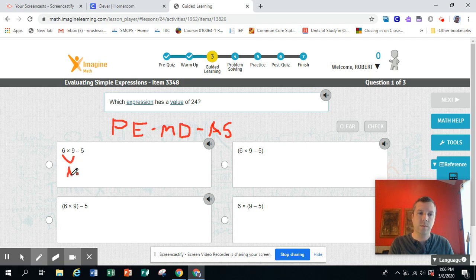Let's call it the answer. And then we would subtract 5 from that answer. And that would tell us, sorry, it's really hard to write with this thing. That would tell us the value of the whole expression. So again, that's 6 times 9 first, get the answer to that, then subtract 5 from there, and that tells you the value. Now remember, the question is, is that value 24? So if the value is 24, that's your answer. If it's not, it isn't.